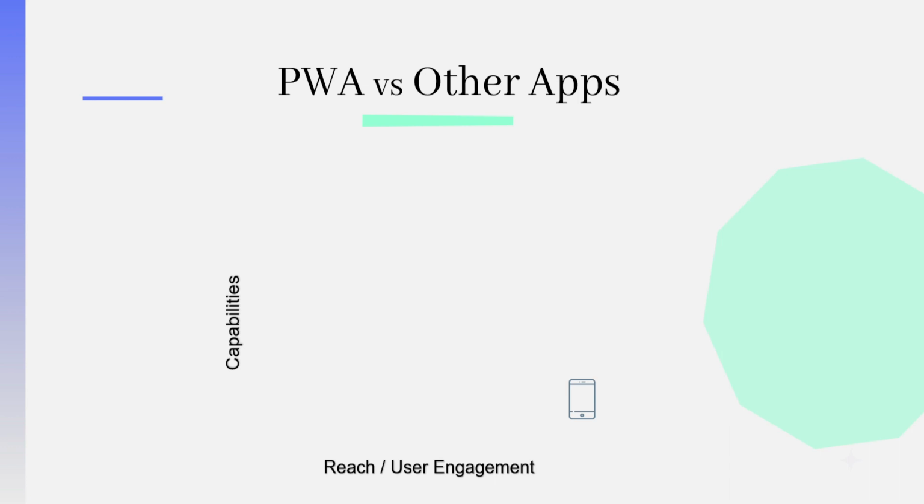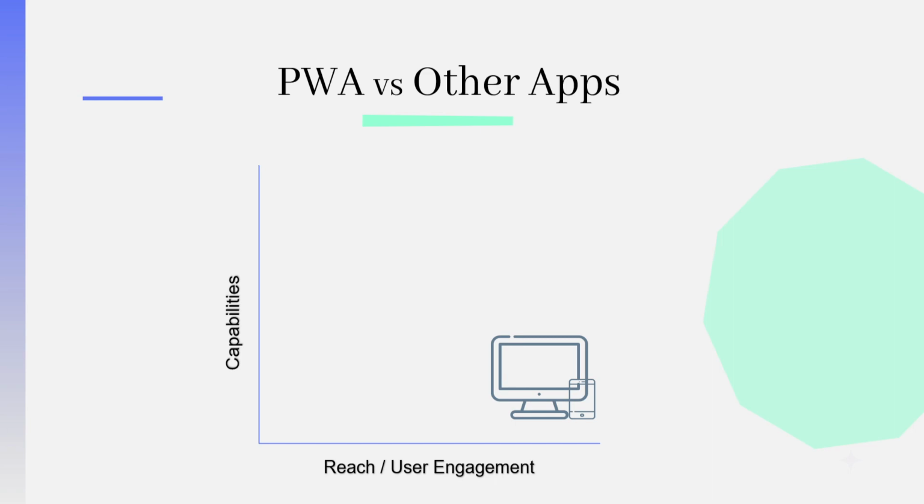Let's look into PWA versus other applications, which are platform specific applications, or we can call them native applications. Here we have a graph of capabilities and reach or user engagement.